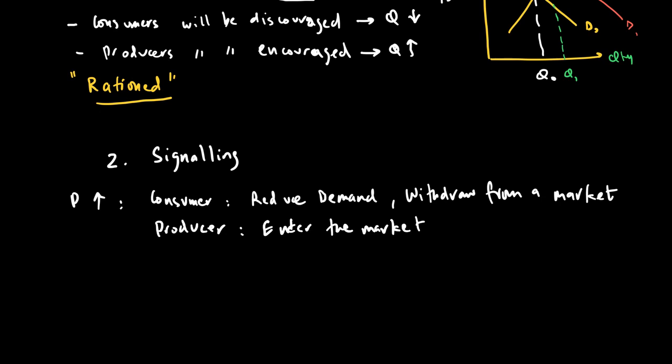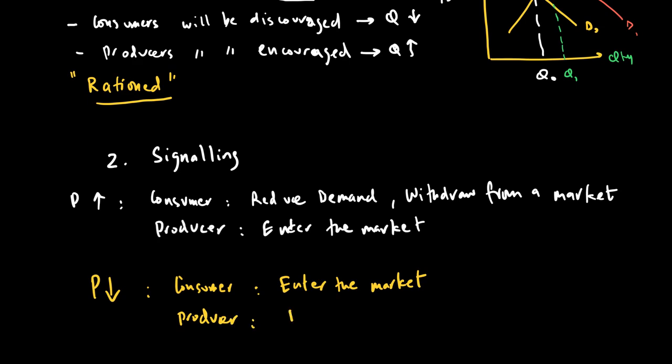Similarly, if the price is going down, for the consumer, that's a positive signal. He will want to enter the market and probably buy the good because now the good is more affordable. At the same time, from a producer perspective, it's a negative signal to probably leave the market, because the producer will think it's not profitable to produce the good.